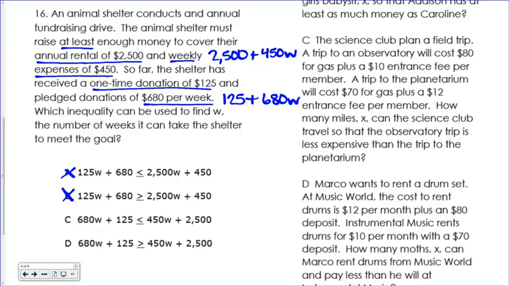So now I need to go back and check. They need to have at least enough money to cover their expenses. So looking here, these are the donations and these are the expenses. I need an inequality statement that tells me that I'm bringing in more money for donations than the expenses. So I have to look at the inequality signs. Which one of these tells me they at least brought in enough money to cover, if not more? And the answer should be D.